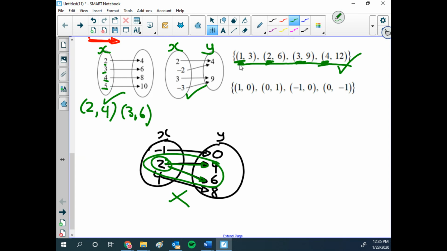And take a second, is the last one here a function? (1, 0), (0, 1), (-1, 0), and (0, -1). Function or not a function? Not a function. Why? People who say it's not a function, where is it not a function? Yeah, 2 x values that are 0. Yeah, I have a point at (0, 1) and (0, -1). So it would fail the vertical line test at that point. So that is not a function.